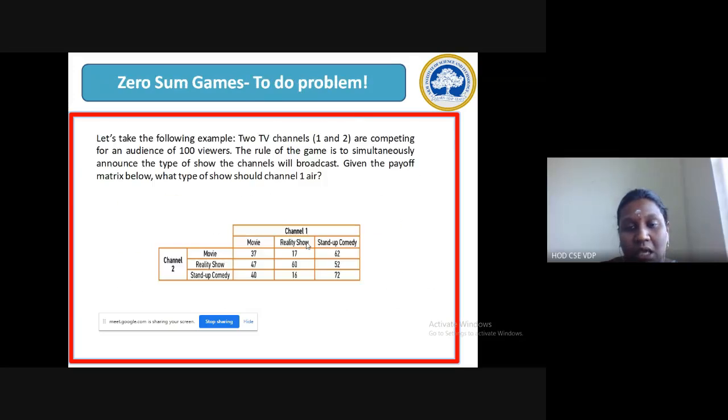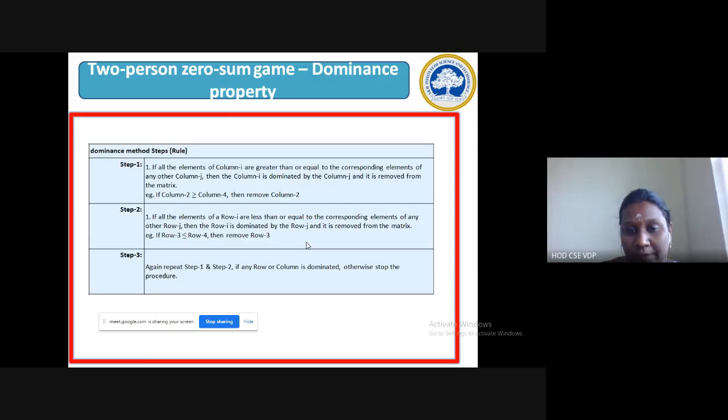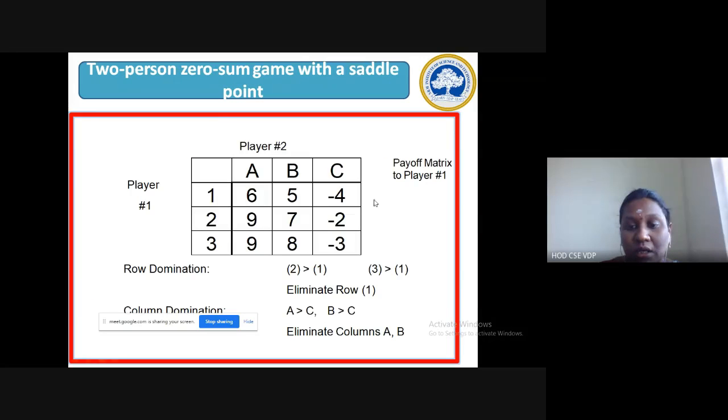A saddle point is where you pick out the higher values, depending on whether it is your row or column. Here, even though you had a saddle point, we had to reduce using dominance strategies, by means of which all your column values are higher than the second column here. So you can eliminate your first column.